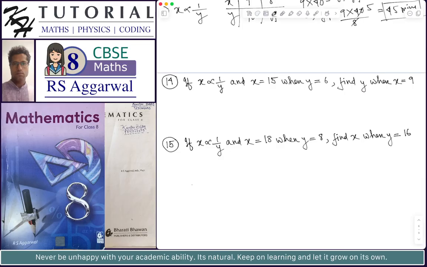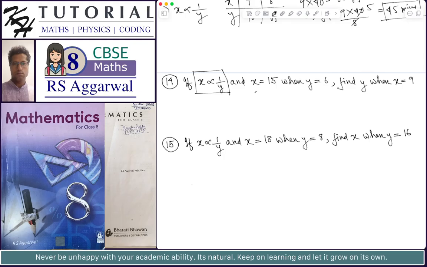So questions number 14 and 15 are not word problems, these are more conceptual problems. It is given that the quantities x and y are varying inversely with each other. Mathematically it is expressing the fact that x varies as 1 by y, meaning the quantities x and y are inversely proportional to each other. And it is given that x is 15 when y is 6. Find y when x is 9.